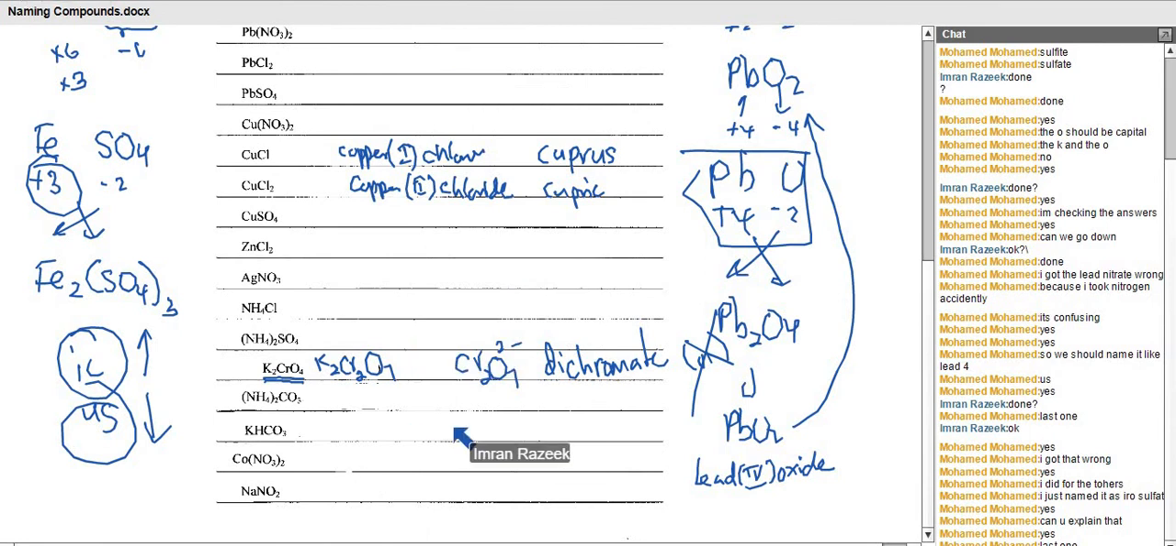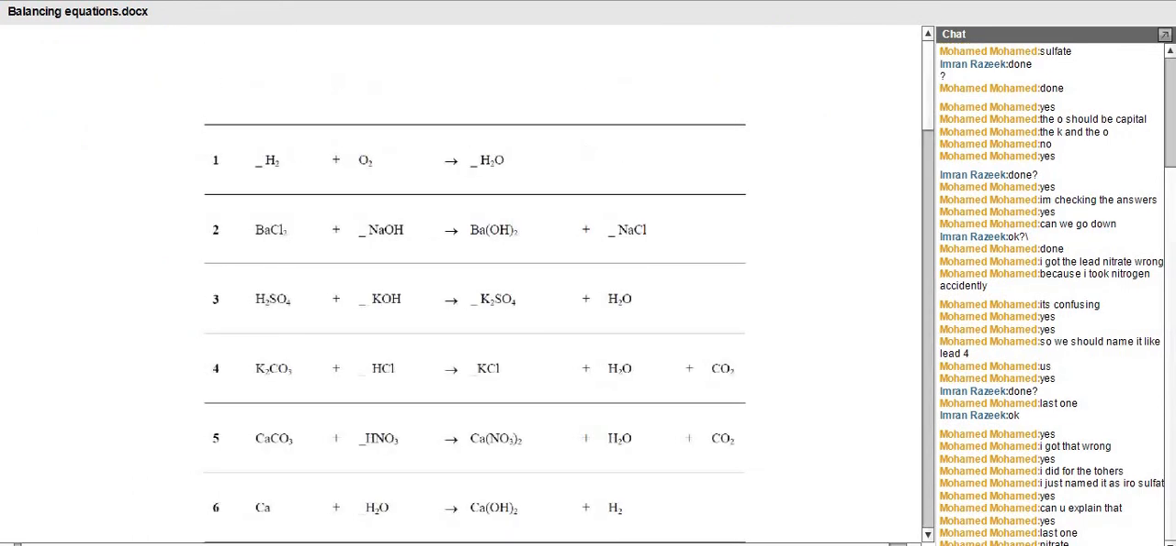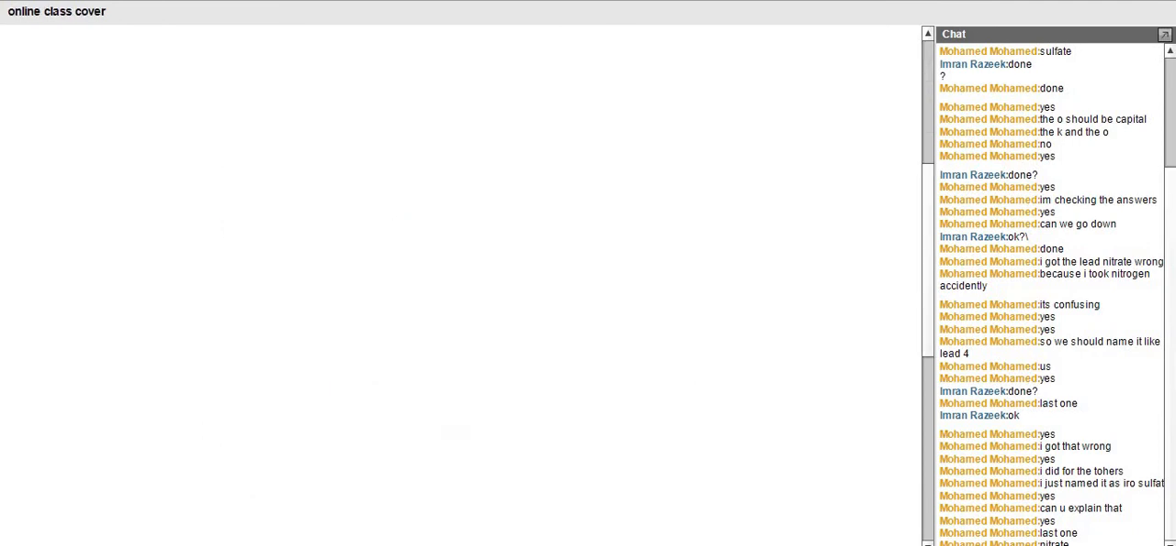What did you write there? Nitrate is NO3, the higher number is 3. This is NO2. Okay. So what you should do is, after the class, not immediately, before you go to bed tonight, revise this. It's very important.